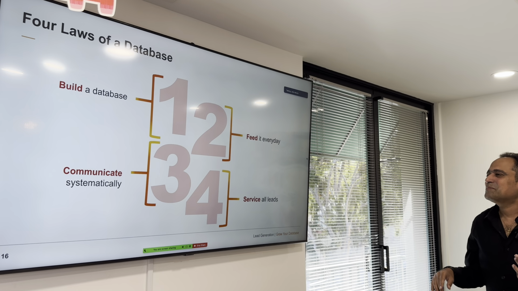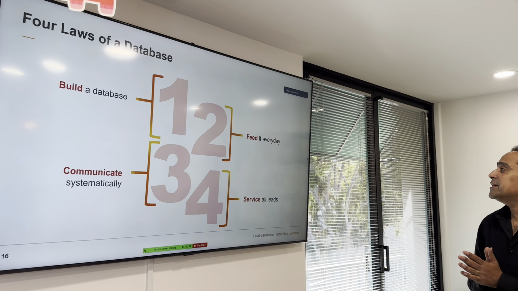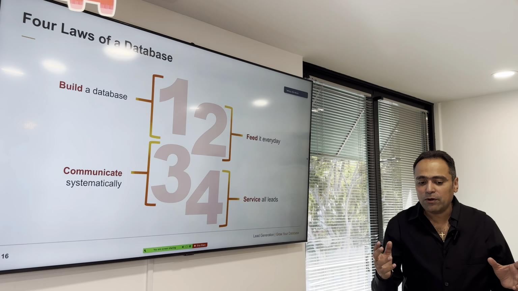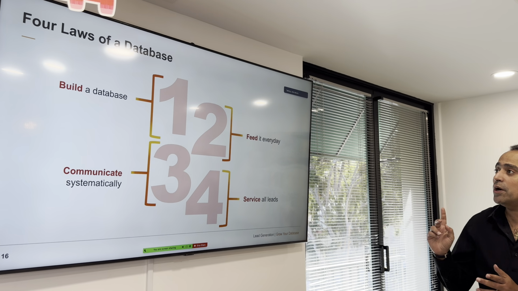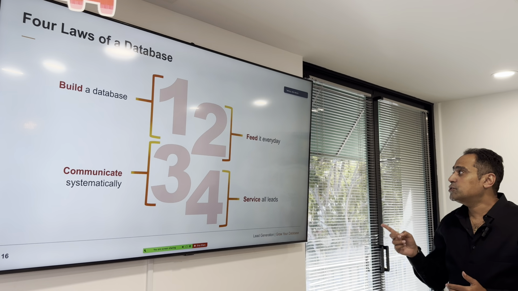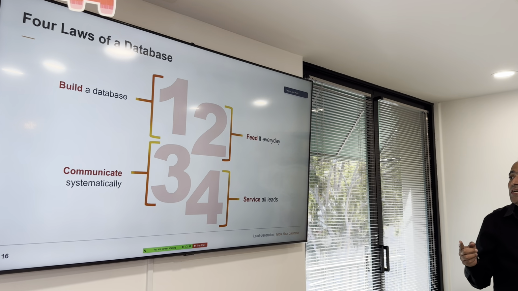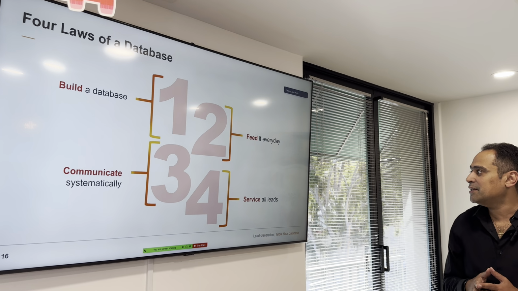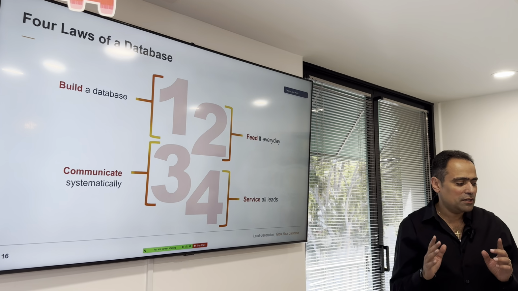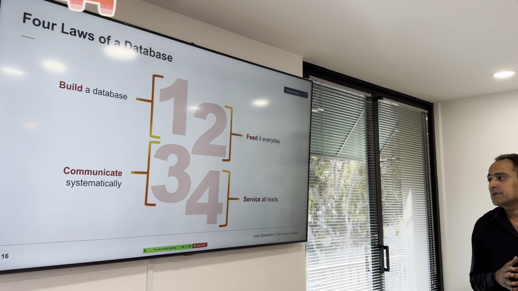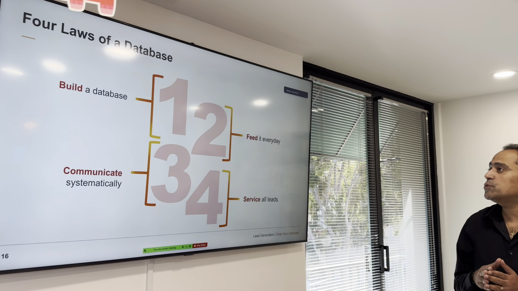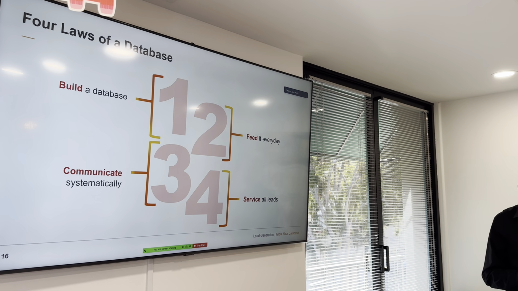Don't worry. So there are 4 laws about using a database, guys. Now that we know that we need to import our contacts into the phone, there are 4 laws. So what are those 4 laws? First of all, number 1, build a database. Number 2, feed it every day. Number 3, communicate systematically. Number 4, service all leads. Okay? These are the most important 4 laws you're going to be using in order to have a successful database. And we're going to go into each one of those in detail. Let's go to the first one.